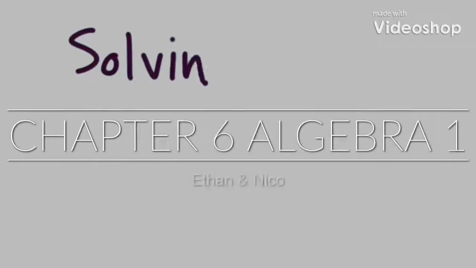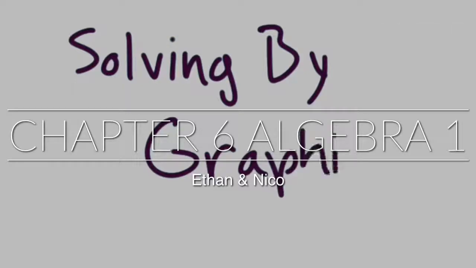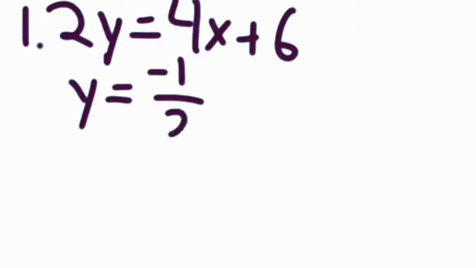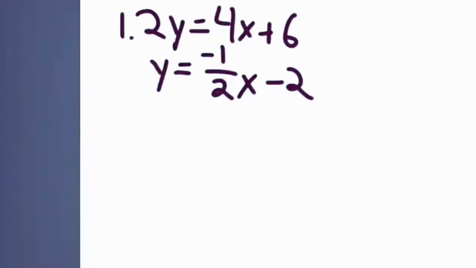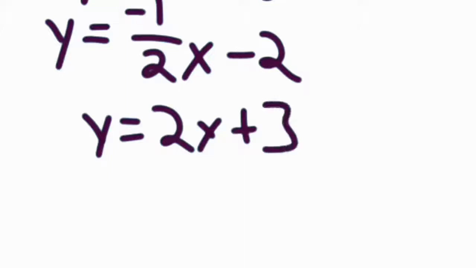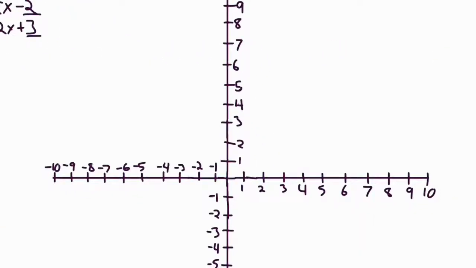Alright, so this is solving by graphing. Number 1 is 2y equals 4x plus 6. And the second one is y equals negative 1x minus 2. You would simplify the first one into y equals 2x plus 3, so divide it by 2, so make y all by itself.